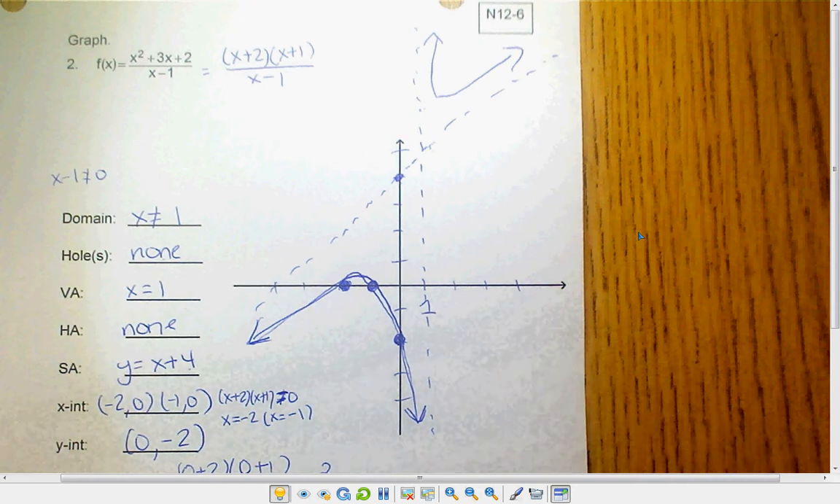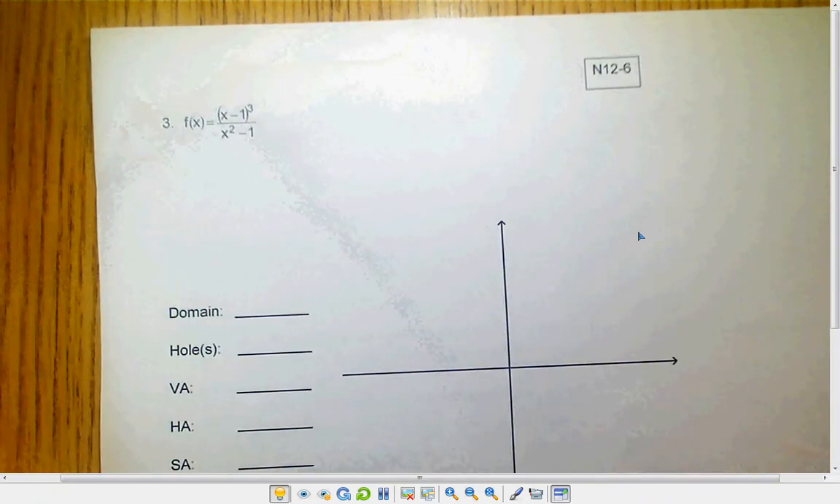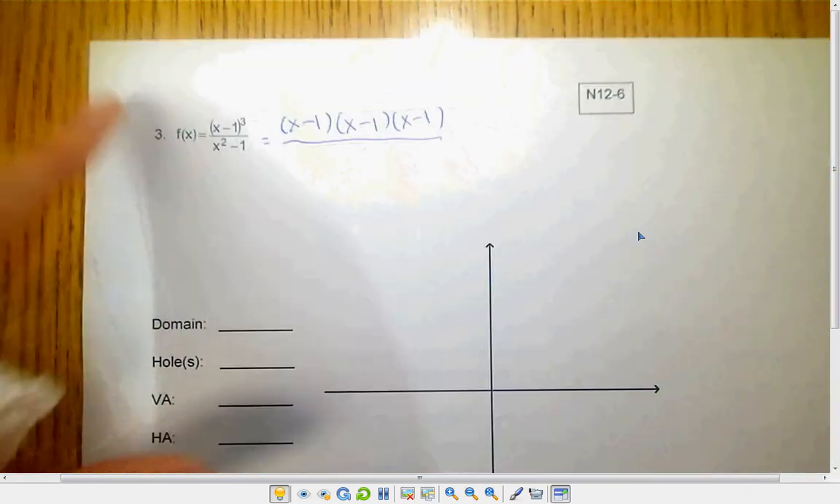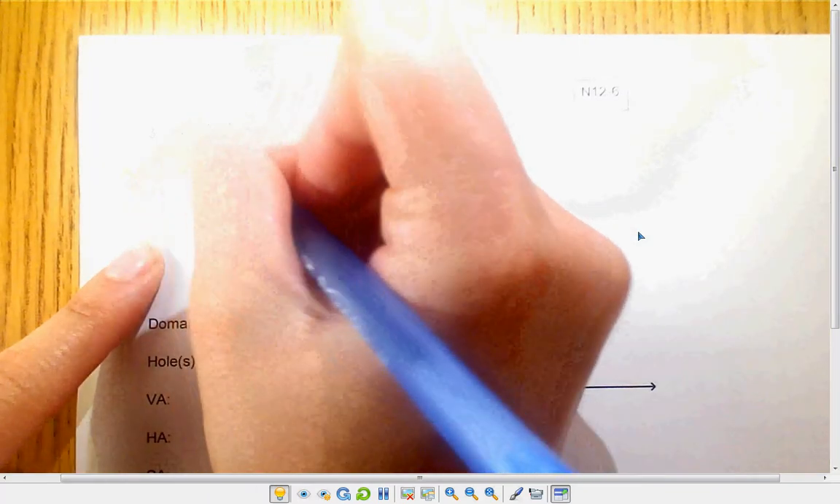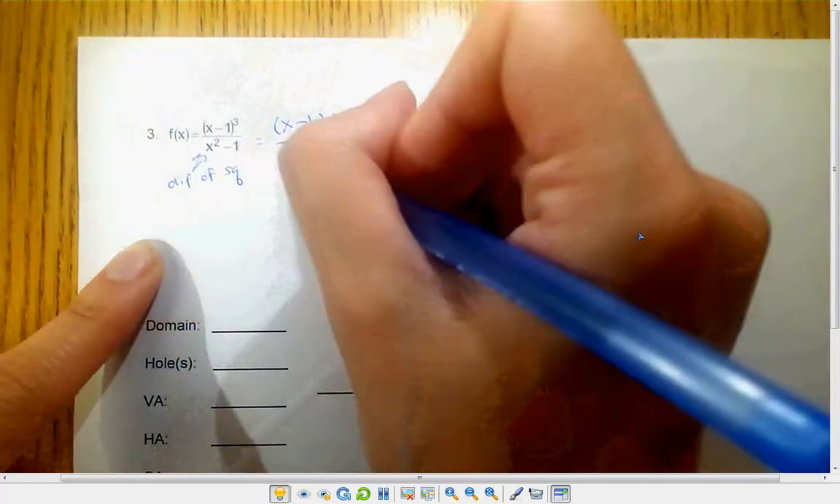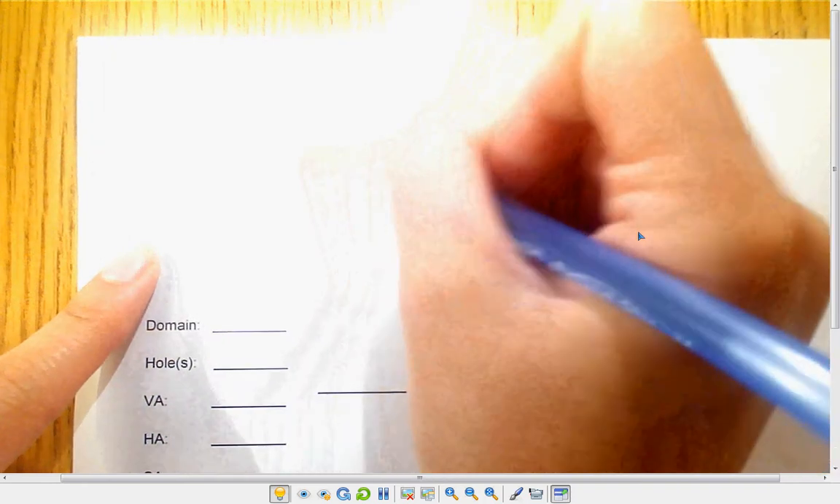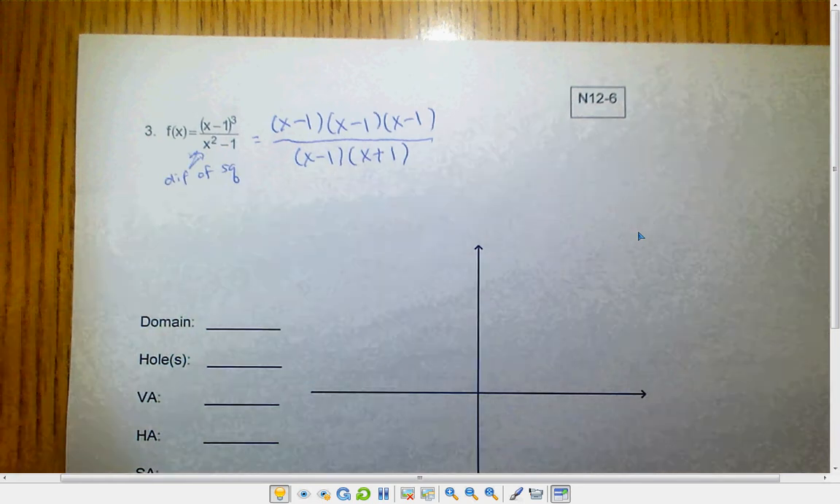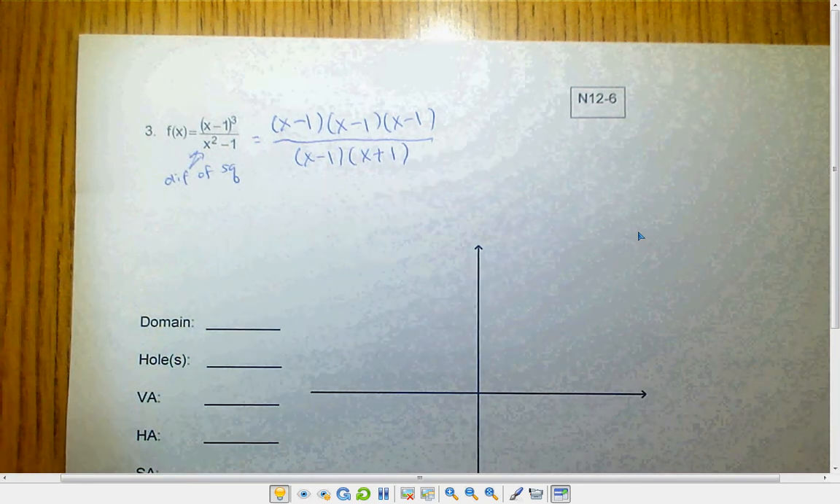Okay, let's look at the next problem. Okay, so we're going to first start off by factoring. So the numerator here, x minus 1 to the third, just means that we have 3 x minus 1s. X squared minus 1, this is difference of squares. So difference of squares means that we have an x minus 1, x plus 1. So right away after this is factored, you should notice that there's something that can cancel out. So we have an x minus 1 and an x minus 1 that can cancel out.